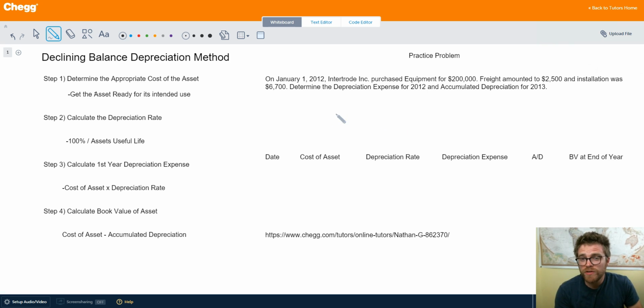Okay, so here's the problem. On January 1st, 2012, Intertrode Inc. purchased equipment for $200,000. The freight amounted to $2,500 and installation was $6,700. Freight just means transportation. So what did they pay to get the equipment shipped to their warehouse? And then installation, you have to install the equipment once it arrives. Determine the depreciation expense for 2012 and accumulated depreciation for 2013. That's important. I kind of threw you a curveball there. These are important terms to know. And I'll show you what I mean here.